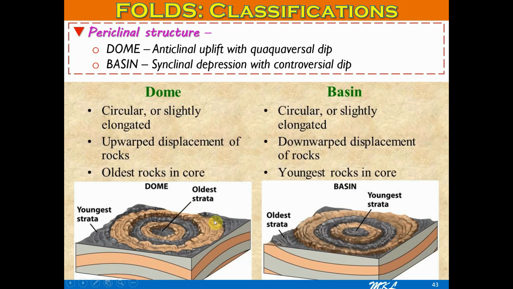You will find the oldest strata in the core for the dome condition. For the basin case, you will find the youngest strata in the core. Here you can see upwarped displacement of the rock. In the basin case, you can see downwarped displacement of the rocks. So a dome is a kind of anticlinal uplift. Suppose a small mound is going up and it makes a folded structure in the surroundings, that's called the dome.